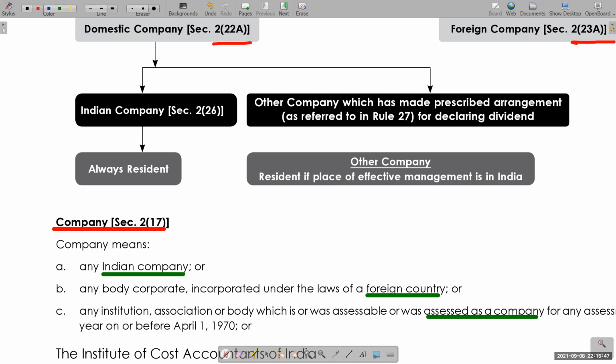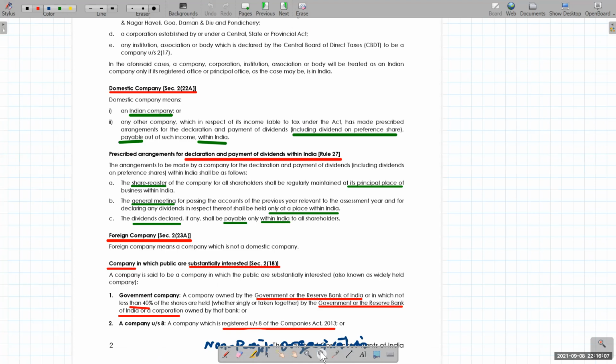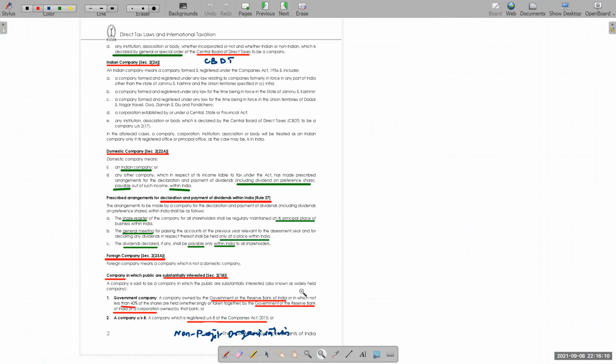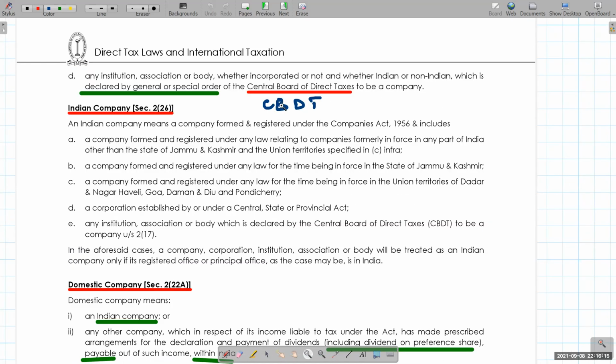And any institution or association or body which is assessable and becomes an assessee in the name of a company will be called a company. And one more provision is there. What is that? If the CBDT, Central Board of Direct Taxes, declares through special orders or general orders that this is a company, it has to be assessed as a company.